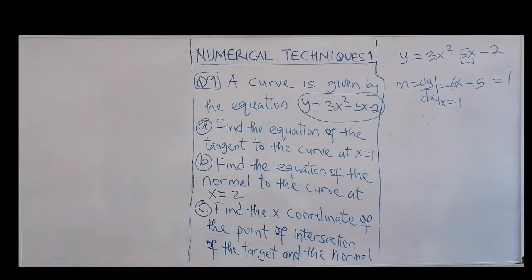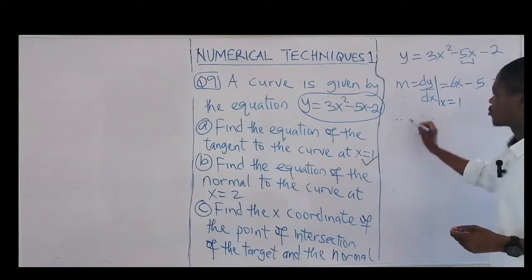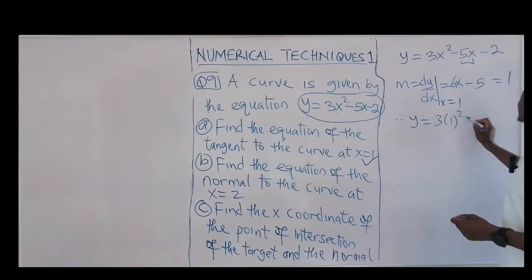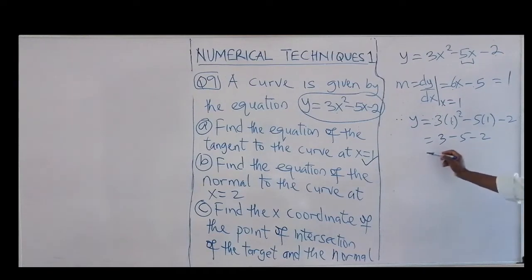The next thing to do now is to get the corresponding y value. So y will be equal to 3 times 1 squared minus 5 times 1 minus 2. 1 squared is 1, that's 3 minus 5 minus 2, and that will be equal to minus 2 minus 2, that's minus 4. So the coordinate is 1 comma minus 4.